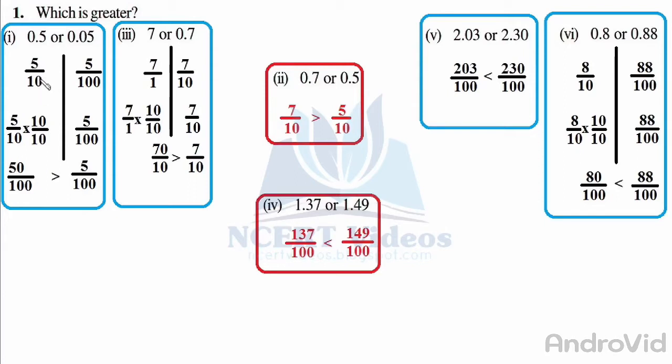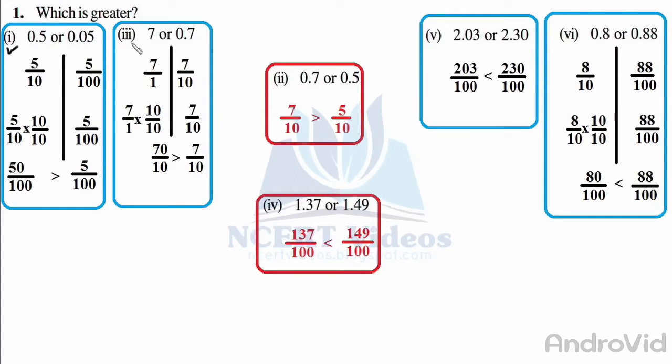Now 5 by 10 into 10 by 10 gives 50 over 100. We don't have to change the other one because it is already in 100. 10 tens are 100 and 5 tens are 50. Now you can easily compare. 50 is greater than 5, therefore this fraction is greater than this. So this was your first.